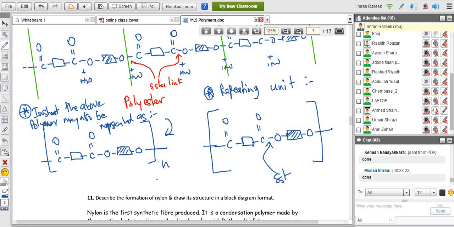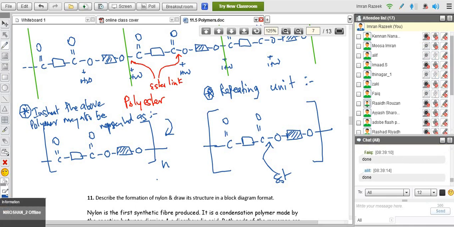Once everyone is done, let me know. What I have written here is, in short, the above polymer may also be represented as.